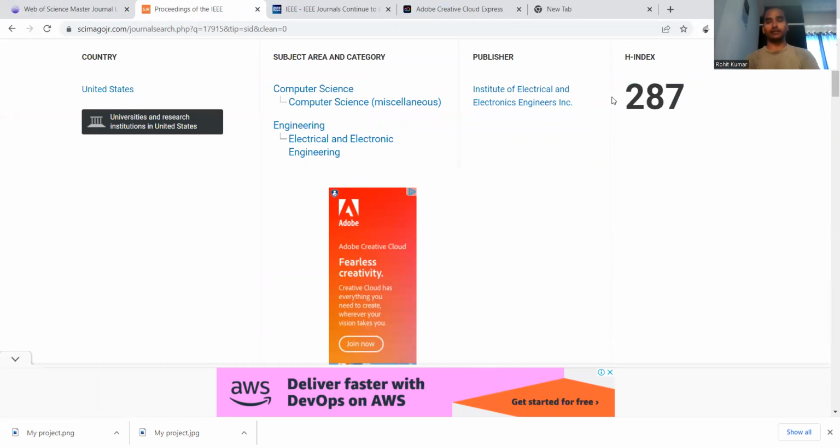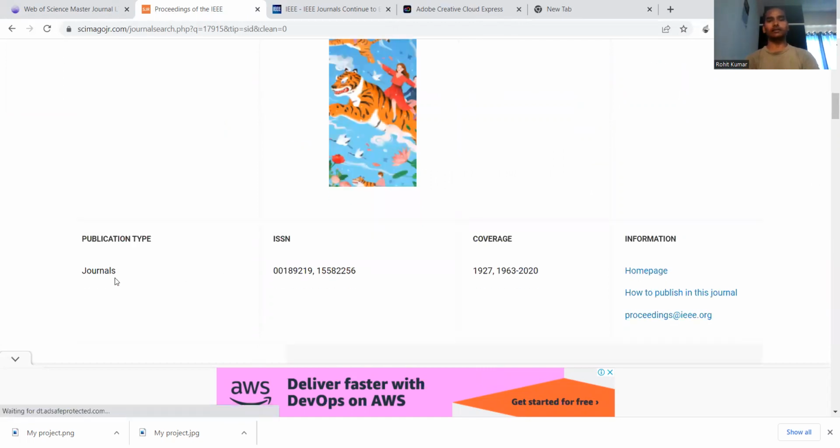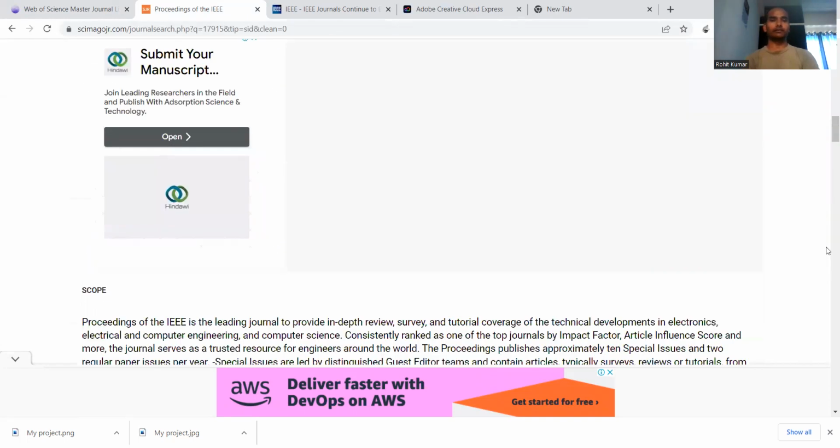Above 100, I consider very good, but it is close to 300. So you can imagine it's a USA journal offering the two major tracks, computer science and engineering, having a focus on computer science miscellaneous and the electrical and electronic engineering. Coming down here, you can see it's a journal. ISSN numbers are provided. The coverage is 1927 and 1963 onwards continuously till date. Okay. Then some of the links are provided.